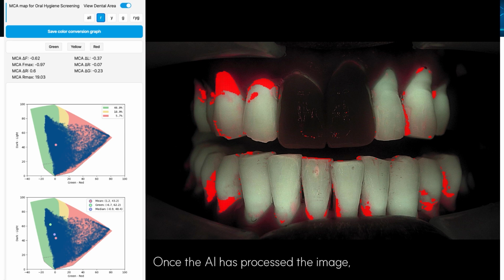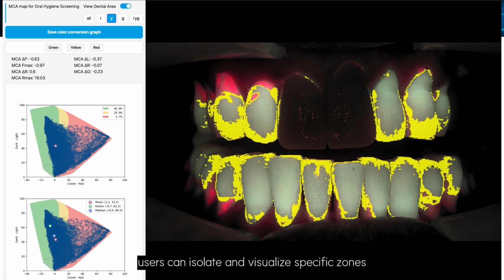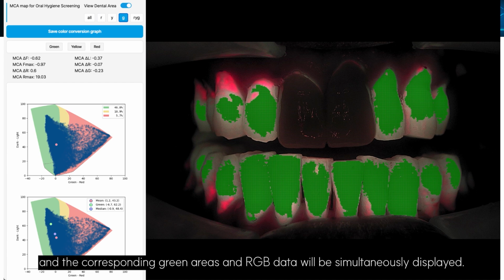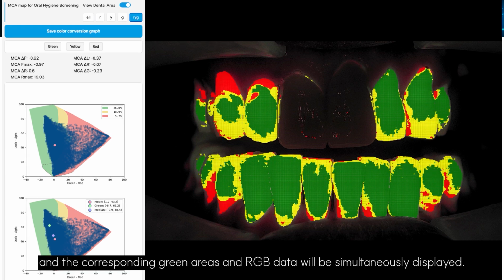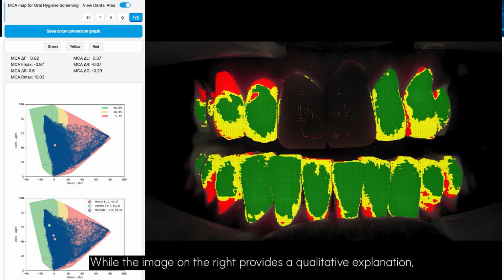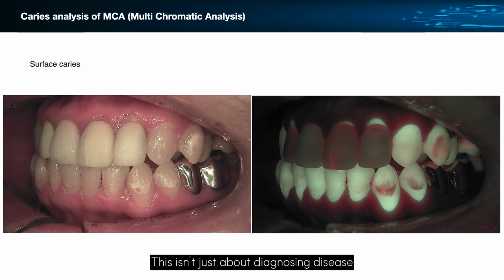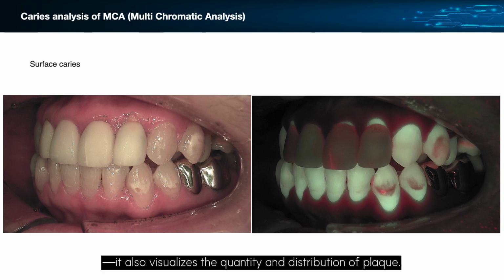Once the AI has processed the image, users can isolate and visualize specific zones, red, yellow, or green, depending on the clinical need. You can also define the healthy region, and the corresponding green areas and RGB data will be simultaneously displayed. While the image on the right provides a qualitative explanation, the graph on the left delivers a quantitative assessment in the form of a hygiene score. This isn't just about diagnosing disease, it also visualizes the quantity and distribution of plaque.